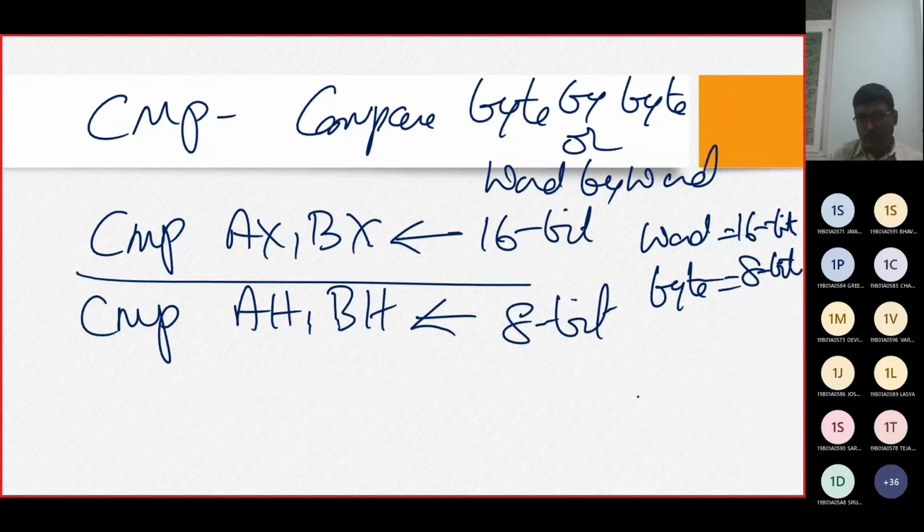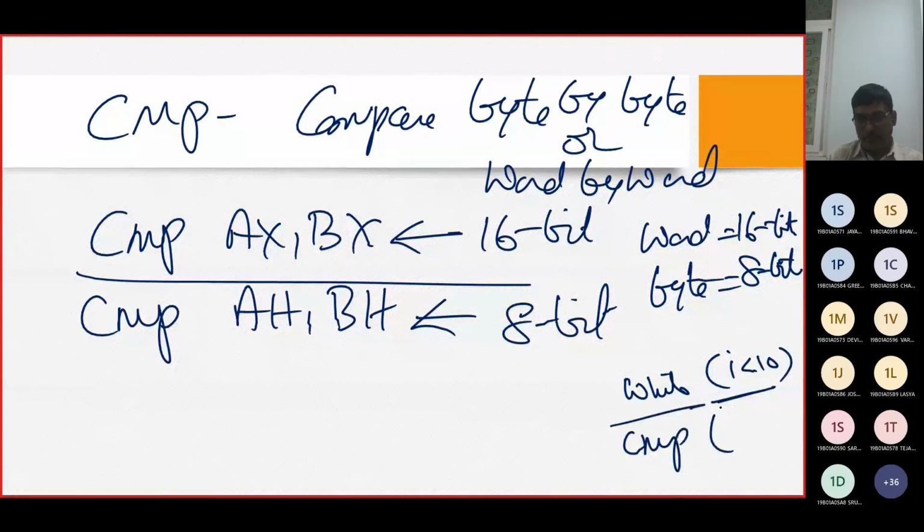So we have, I can say, while I less than 10, then I can say compare. This is where we can use conditional and unconditional instructions, to see, when two values are compared, which is above, which is below, which is greater than, which is less than. Such types of instructions have to be taken up. For that, we use these compare operations. So this is regarding compare.